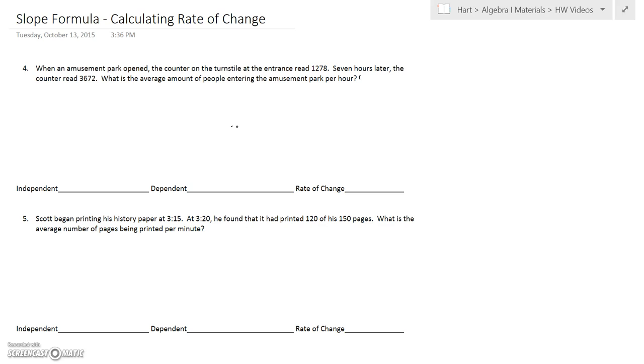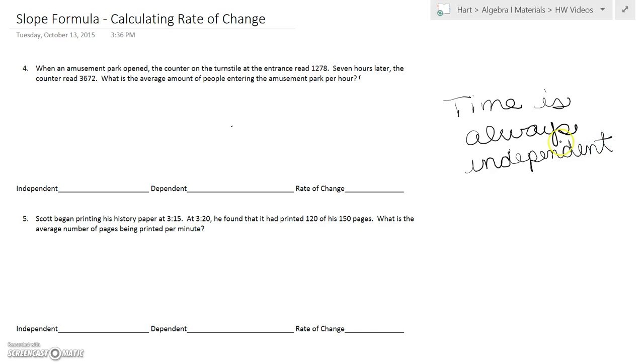So, first we need to identify the independent variable, and as I've told y'all in class, if we have time in this, time is always independent. So in this case, we do have time, and that would be time in hours. And then our dependent variable would be the number of people.